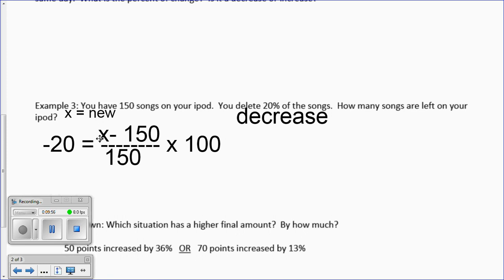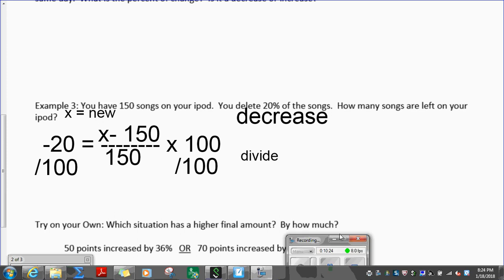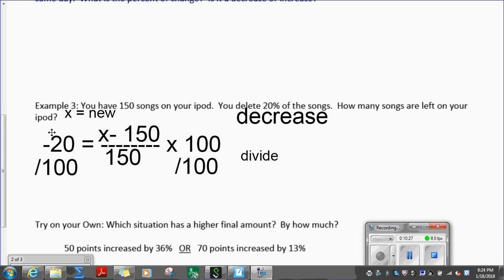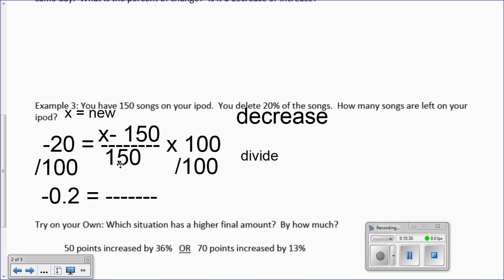So here, to get x by itself, I can't add 150 to it yet because it's being divided by 150. And I can't just undo this 150 because it's all being multiplied with 100. So the very first thing I need to do is divide. I'm going to divide both sides by the 100 because I want to get that out of the way first. That's actually the farthest thing from x, so I can take care of it very easily. Divide everything by 100, so now this becomes negative 0.2. I still have the x minus 150, I still have the 150 on the bottom, but the 100 is gone.